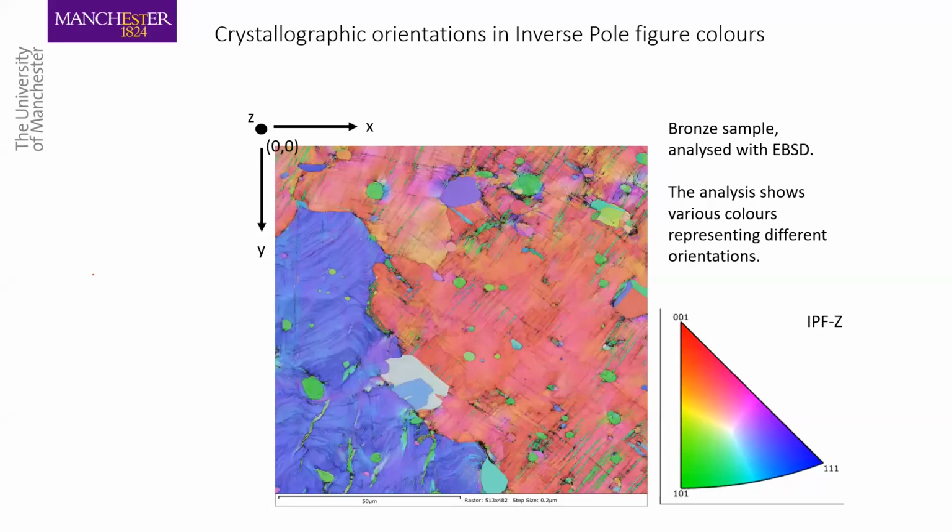So this is a typical map. You can see here the IPF colors. That means red is 001, blue is 111, and green is 101. This is of a bronze sample, so you can see these green ones are of lead actually, which are oriented in the 101 direction, their poles in the Z direction. But there's a grain here which is more of a red color, but then you can see the twins, micro twins in it in green.